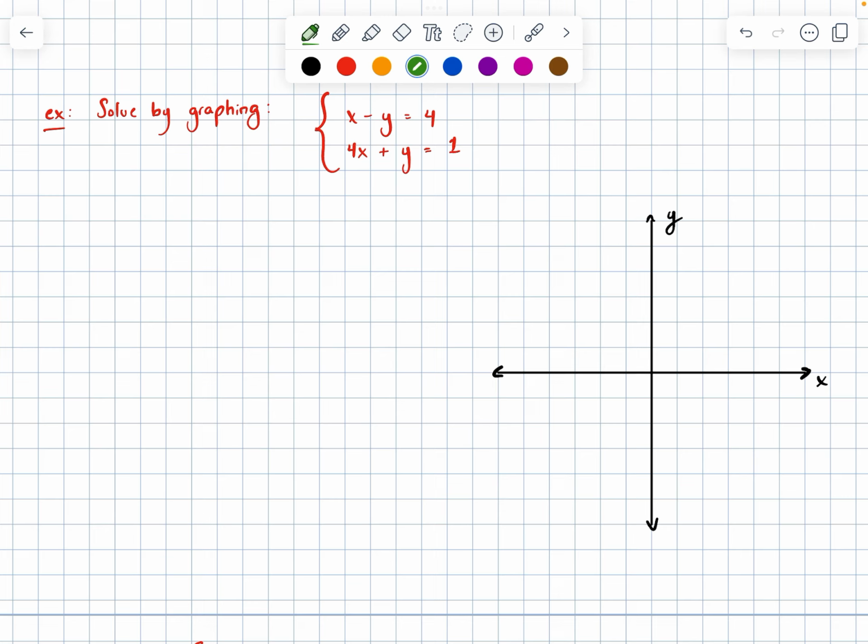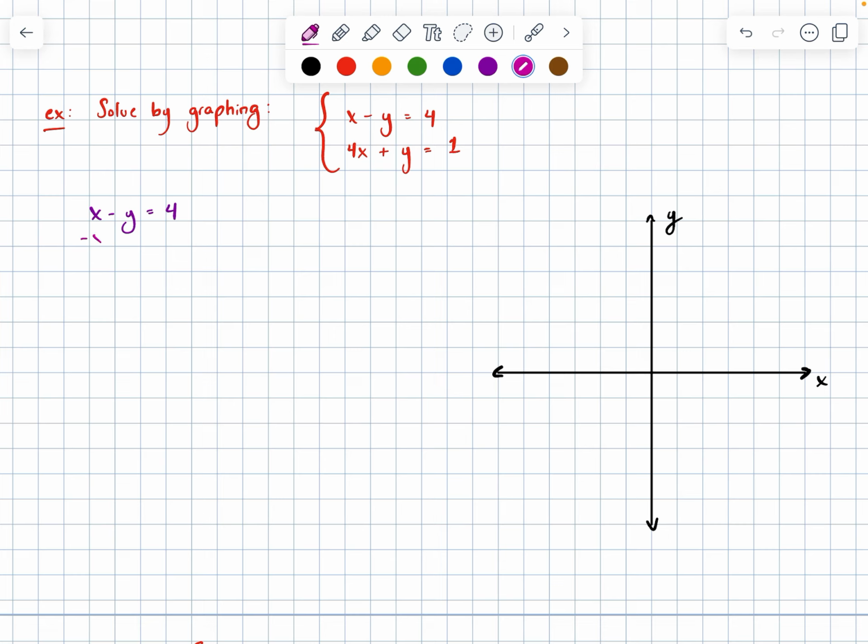Next up, let's do some graphing. I have x minus y equals 4 and 4x plus y equals 1. Again, I know that to solve a system means to identify the point where the lines intersect. If I want to graph these lines, I could make a table, but I'm going to take both of my equations and rewrite them in slope-intercept form.